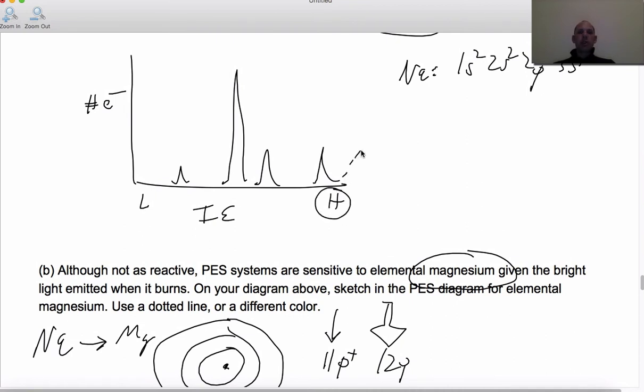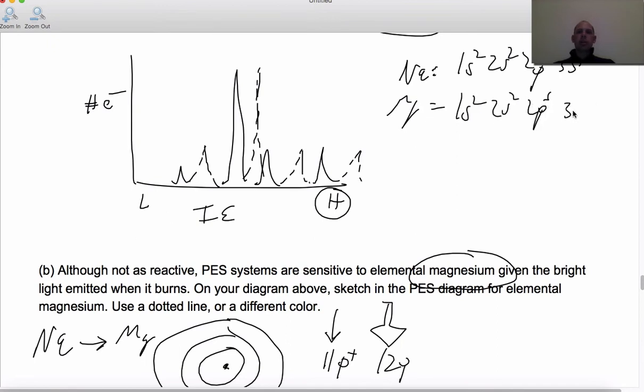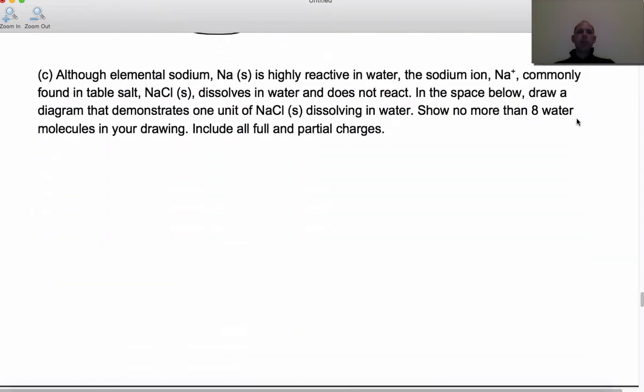So magnesium is going to be shifted over here, 1s2, 2s2, 2p6, and magnesium is going to be 3s2. Let's draw it here so you can see it. 1s2, 2s2, 2p6, 3s2.